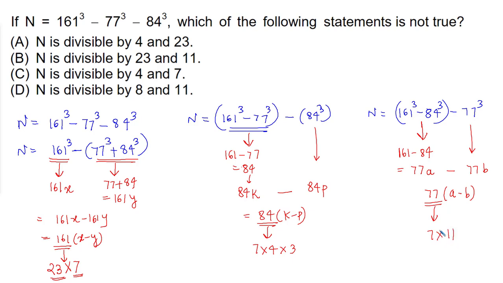Over here let's try to eliminate the options. n is divisible by 4 and 23. This is correct, this is true. n is divisible by 23 and 11. Yes, this is true. 11 is a factor, 23 is a factor, 7 is a factor, 4 is a factor, 3 is a factor. So the second statement is also true. n is divisible by 4 and 7. Yes, that is also true. So by elimination we can see that options A, B, C are true. So which statement is not true? Option D is not true. It is not divisible by it. Okay, done. This is how we can use this property.